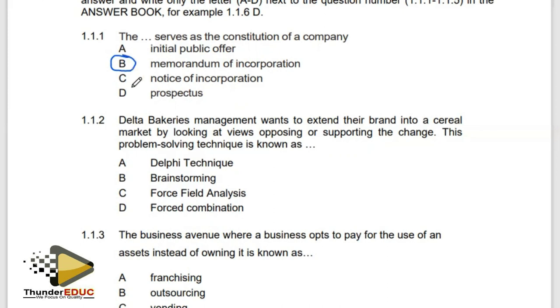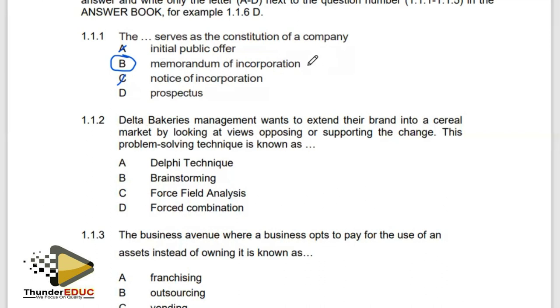You know why? Because wherever we are given objective multiple choice questions, we are given a confuser and others which are so irrelevant. What is most likely to be so close would have been a prospectus. But a prospectus is a document which invites the public to come and buy shares into a company. It has never served as a constitution for the company. A prospectus invites the public to come and buy shares from the company.